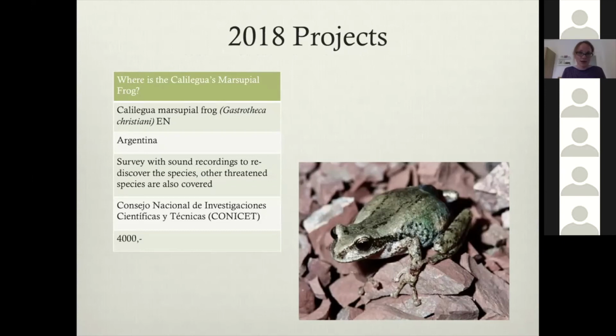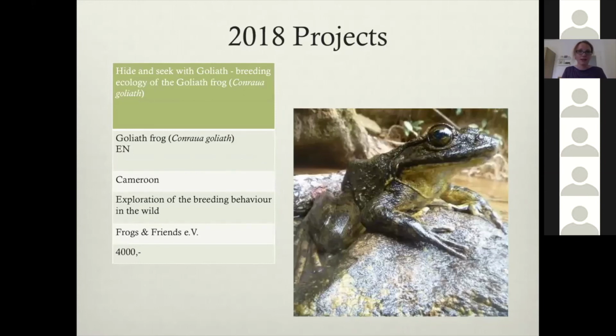So this is about this marsupial frog in Argentina. They did surveys with sound recordings to rediscover the species, and also covered other threatened species with the same survey. And then it's the grant applicant and how much the grant costs. So it's only very brief, so that you have a little bit of an overview of what we supported before. This is the hide and seek with the Goliath frog, breeding ecology of the Goliath frog.